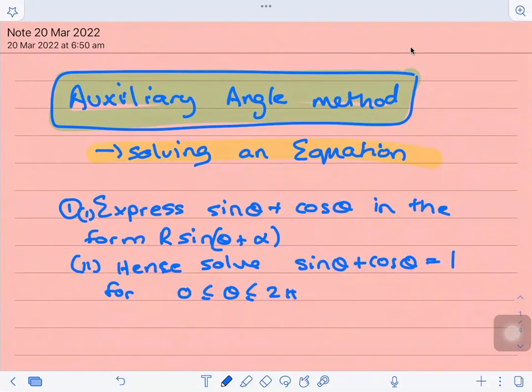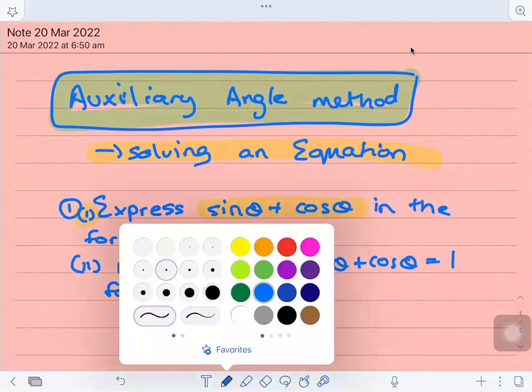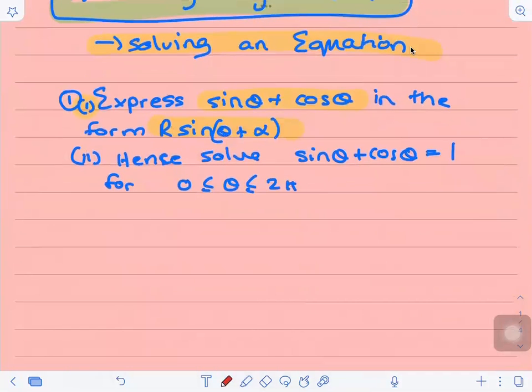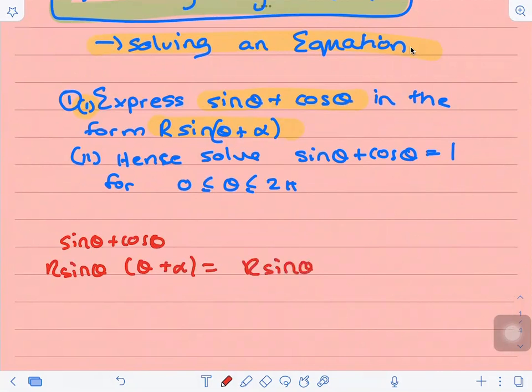Okay, looking at the auxiliary angle method. So first of all, in part one, we're going to express sine theta plus cos theta in the form of r sine (theta plus alpha). We can do the longer way where we expand this: r sine (theta plus alpha) is r sine theta cos alpha, because sine goes to sine cos, plus r cos theta sine alpha, and then you just match this stuff up to form your triangle.